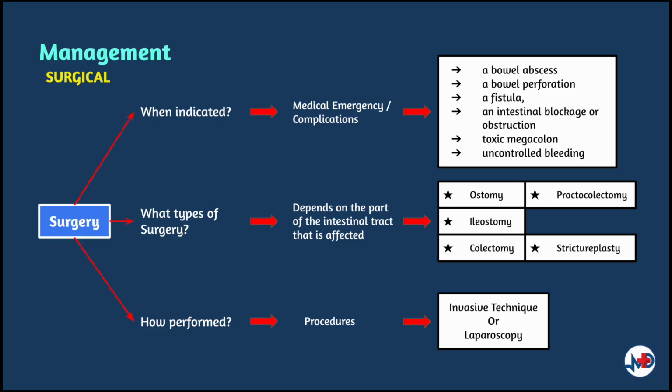If Crohn's disease is creating complications that are medical emergencies, one may also require surgery, and these complications include bowel abscess, bowel perforation, a fistula, which is an abnormal connection between two cavities such as the rectum and the bladder, an intestinal blockage or obstruction, toxic megacolon, and uncontrolled bleeding.